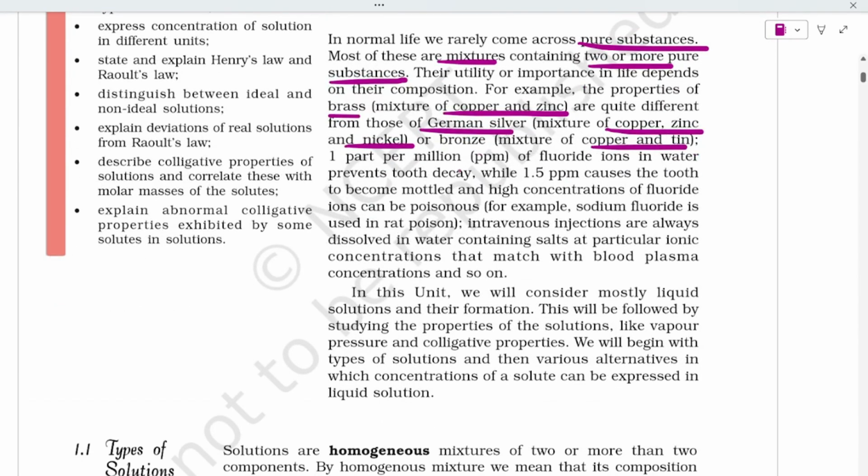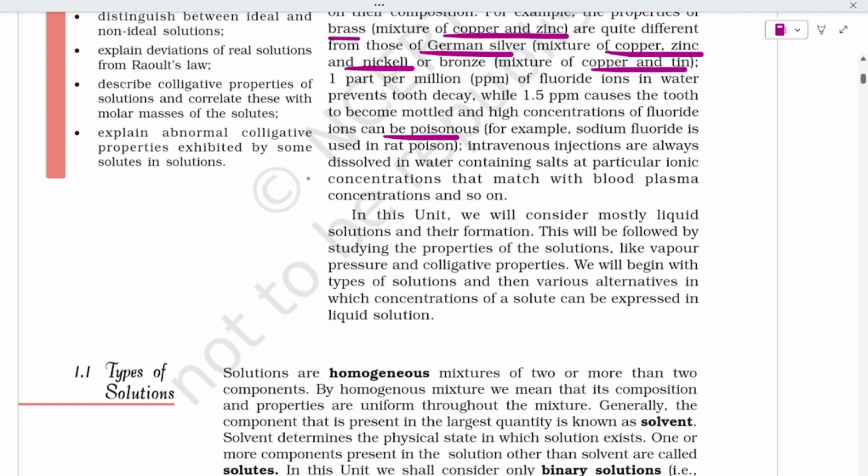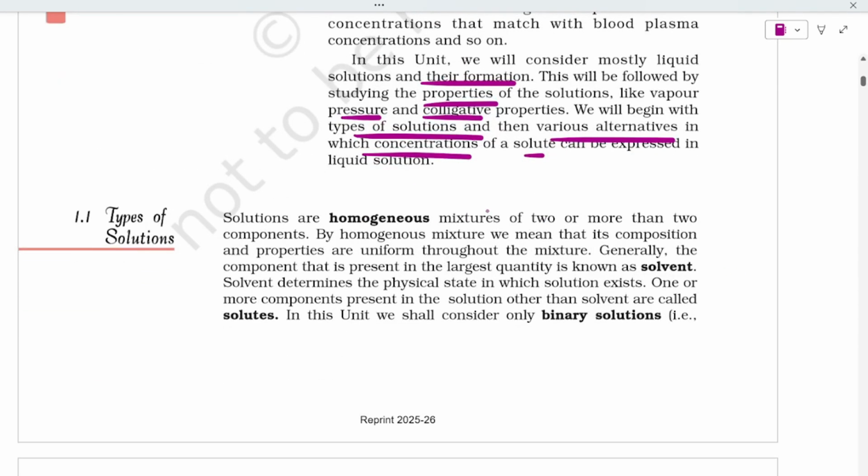One part per million of fluoride ions in water prevents tooth decay, but 1.5 causes the tooth to become mottled, and high concentrations of fluoride ions can be poisonous also. In this unit we'll be discussing their formation, properties, vapor pressure, colligative properties, and types of solutions, and various ways in which concentration can be expressed.